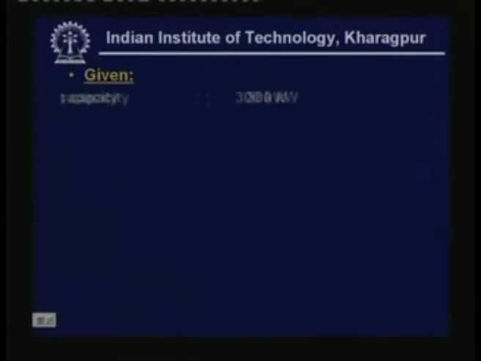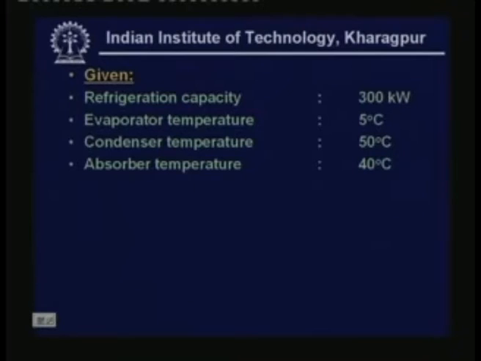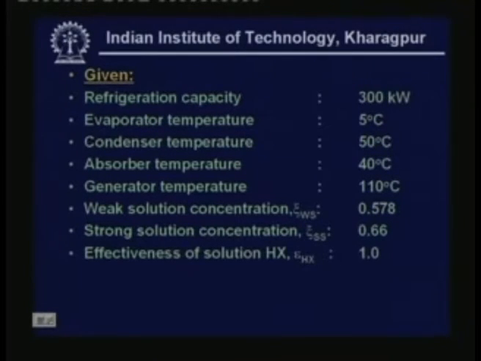Okay, let me summarize the information given. Refrigeration capacity is given to be 300 kilowatts, evaporator temperature 5 degrees centigrade, condenser temperature 50 degrees centigrade, absorber temperature 40 degrees centigrade, generator temperature 110 degrees centigrade, weak solution concentration zeta Ws is 0.578 and strong solution concentration zeta Ss is 0.66. Effectiveness of solution heat exchanger is 1 and density of solution is 1200 kg per meter cube. So, this is the information given.